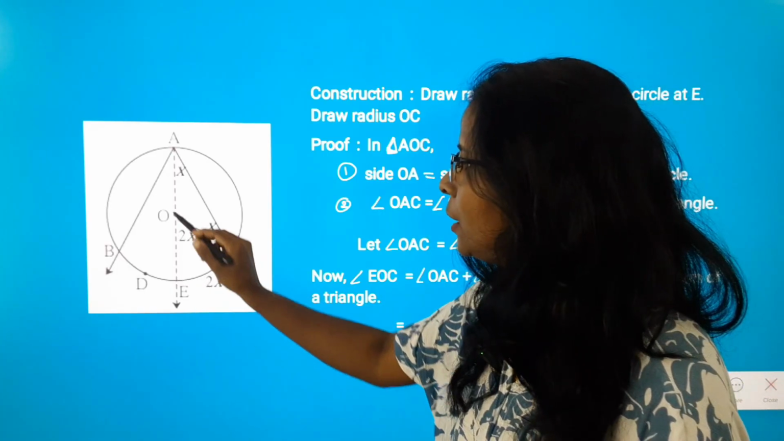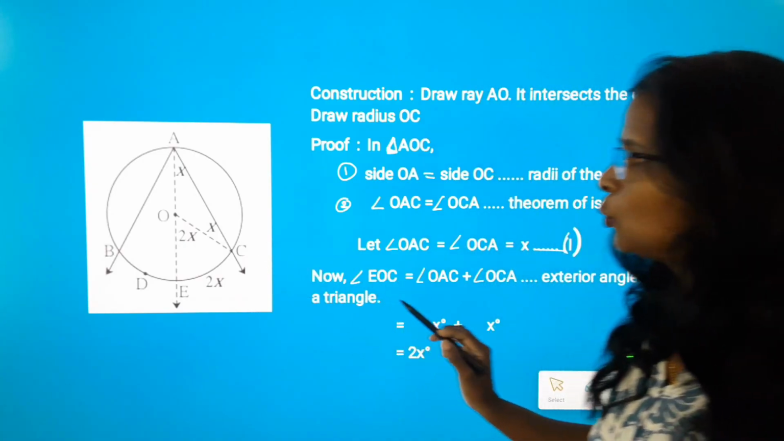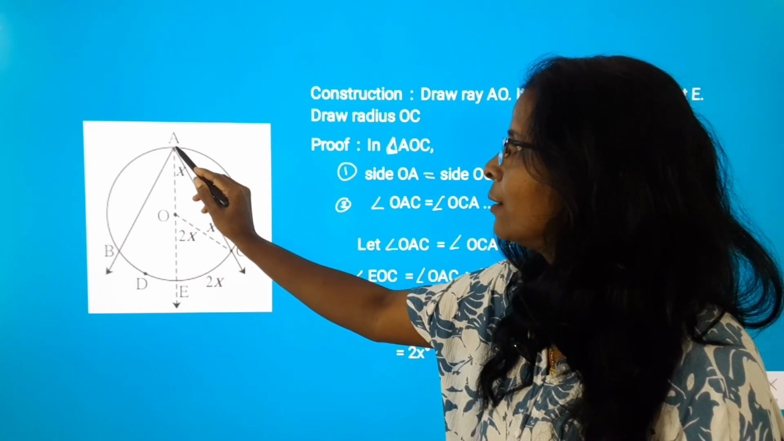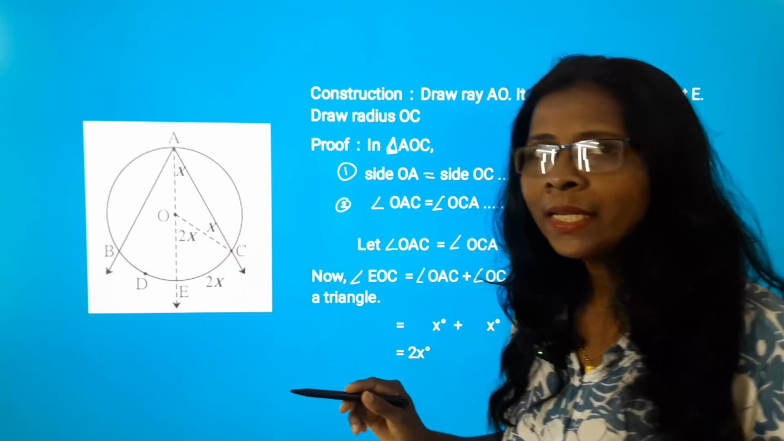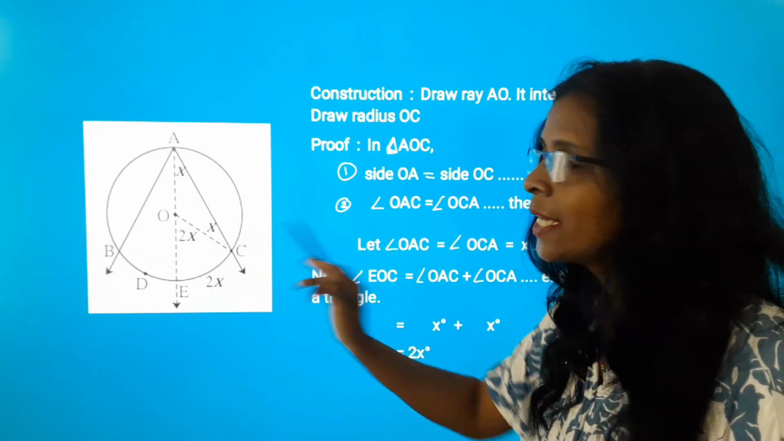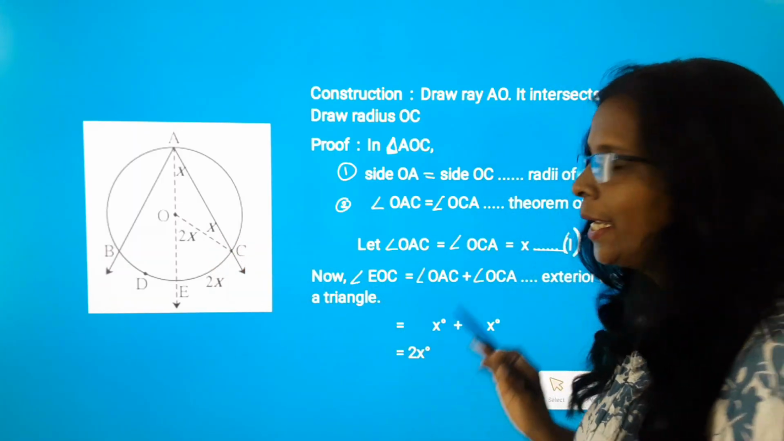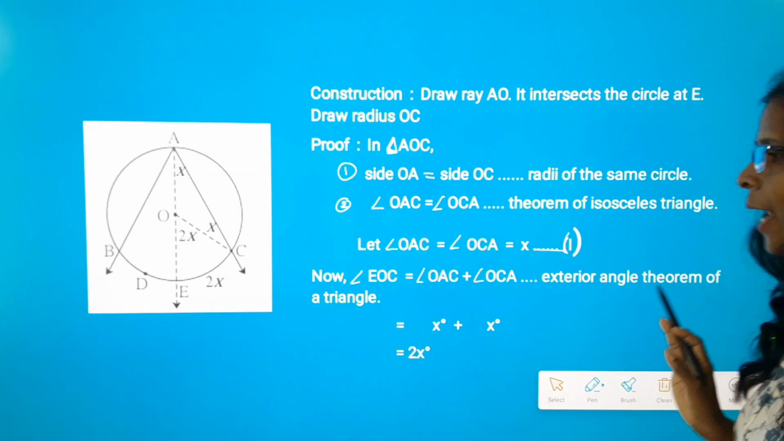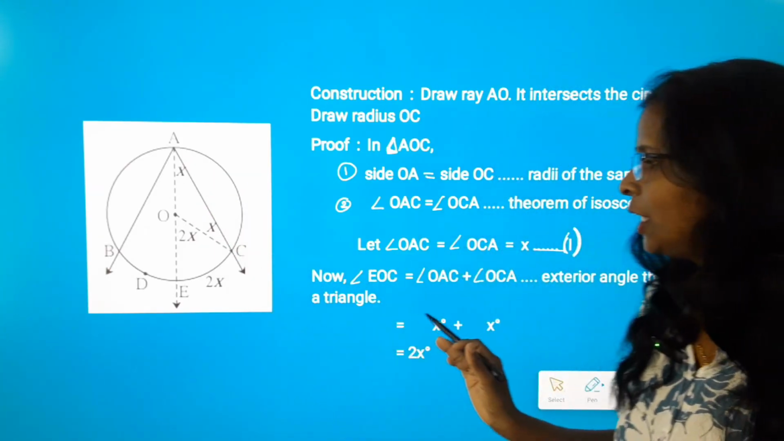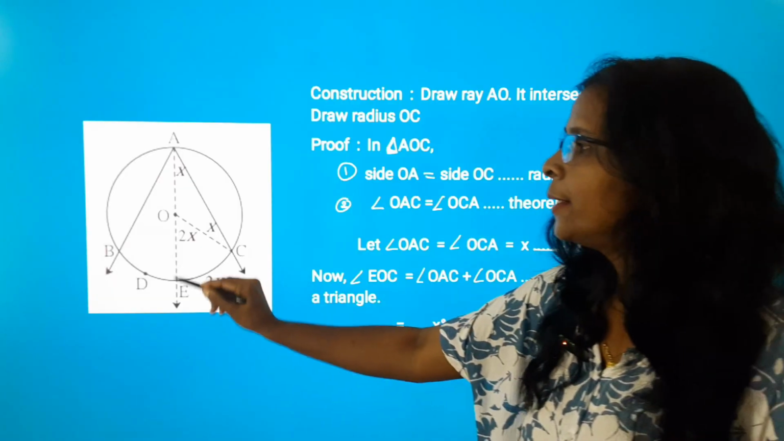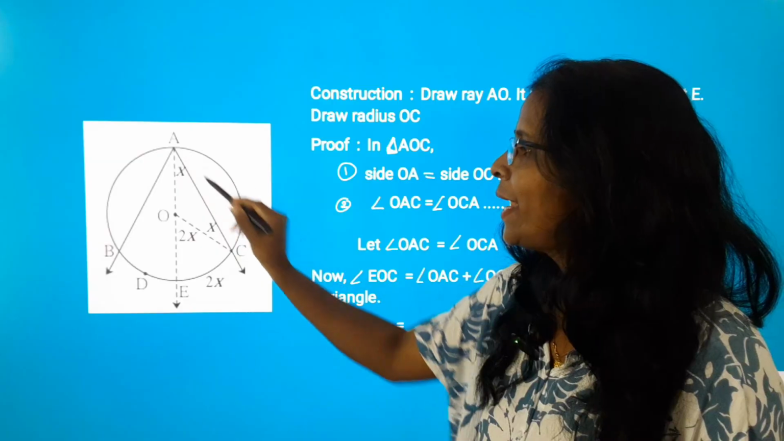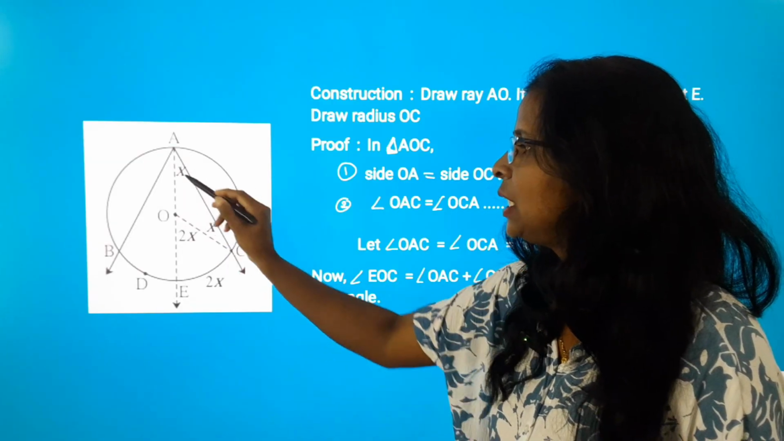See here, angle EOC is equal to angle OAC plus angle ACO. Why is it so? Because the angle EOC is the exterior angle of the triangle OAC. Okay, and so we write angle EOC is equal to angle OAC plus angle OCA.